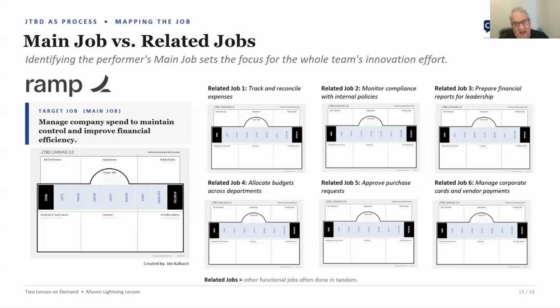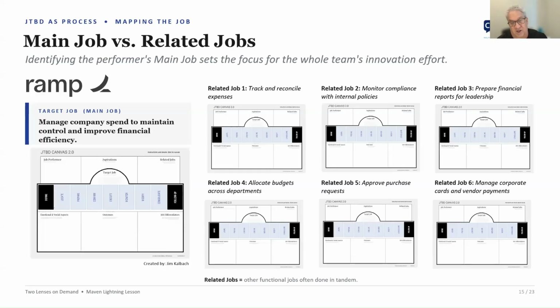So we're literally defining the what and how you do that from start to end, but also related jobs that our targeted customers need to track and reconcile expenses, that they need to monitor compliance, that they need to prepare financial reports for leaders, that they need to approve requests, that they need to manage corporate cards and vendor payments. And so in mapping the jobs, you get this complete inventory of all the individual jobs and job steps to be performed by your targeted user base.